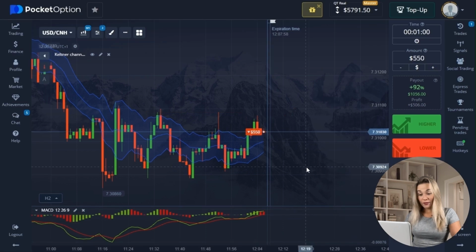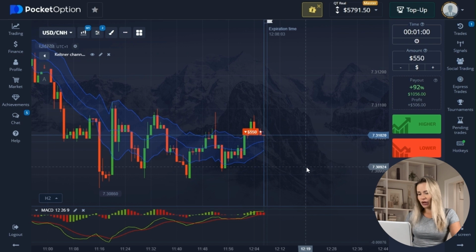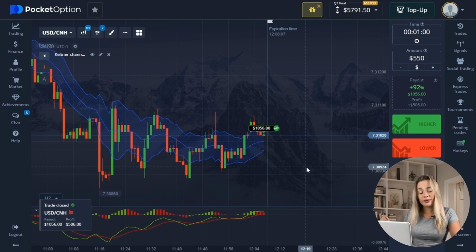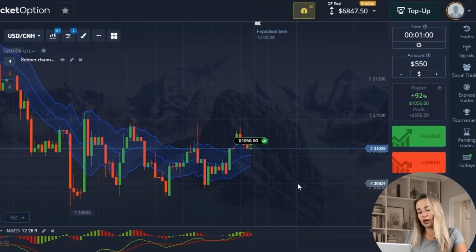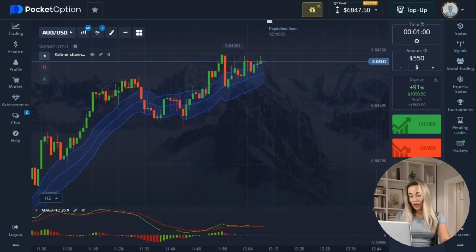So here is the scoop, folks. On one hand, the Keltner channel is like this straightforward power tool for pinpointing entry points, but on the flip side, it's got this pesky habit of showing false breakouts. Why is it acting all weird? We'll break that down later today, don't worry. For now, I'm on the hunt for another golden trading opportunity.